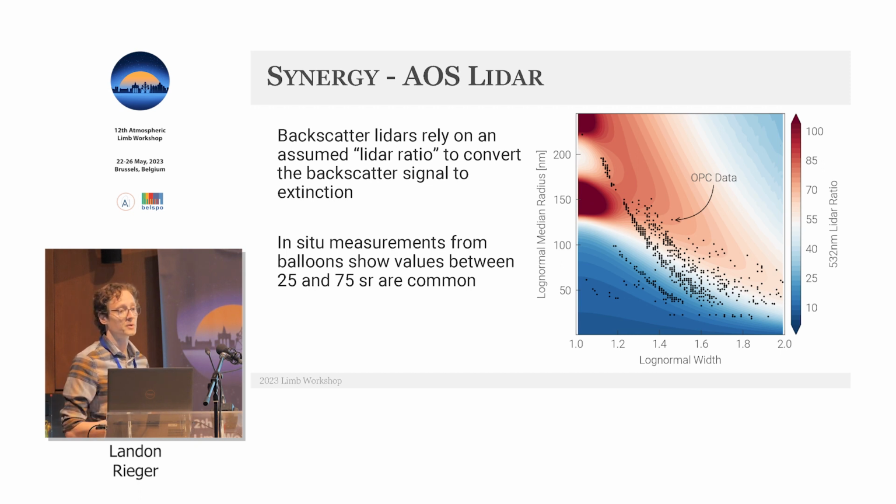So this is just an example with some balloon data showing that the LiDAR ratio here is generally somewhere between 25 and 75. And because LE will be retrieving the effective radius, you can help narrow down the range of LiDAR backscatter to extinction values that you're looking at. We're not retrieving the full particle size distribution, so you can't narrow it down to a single number, but you can definitely substantially tighten that range of values. So there's definitely some good synergies with the AOS LiDAR as well.